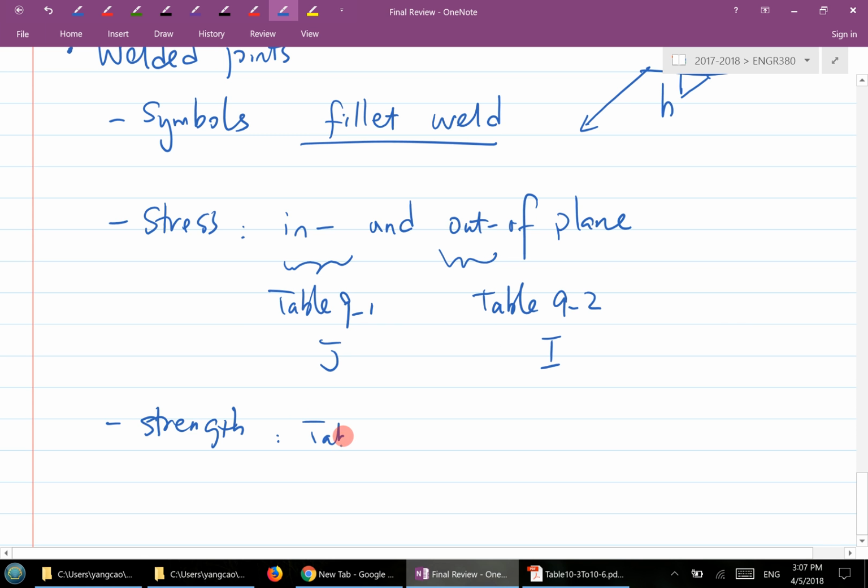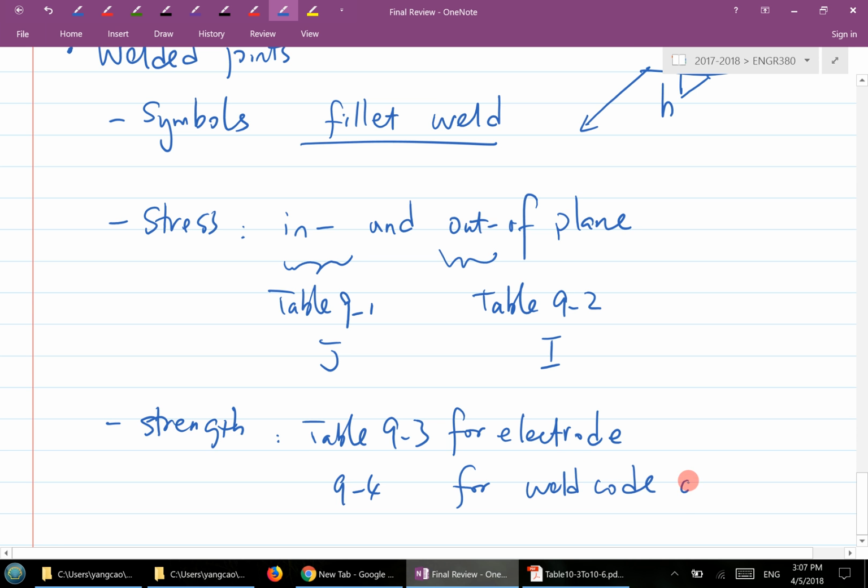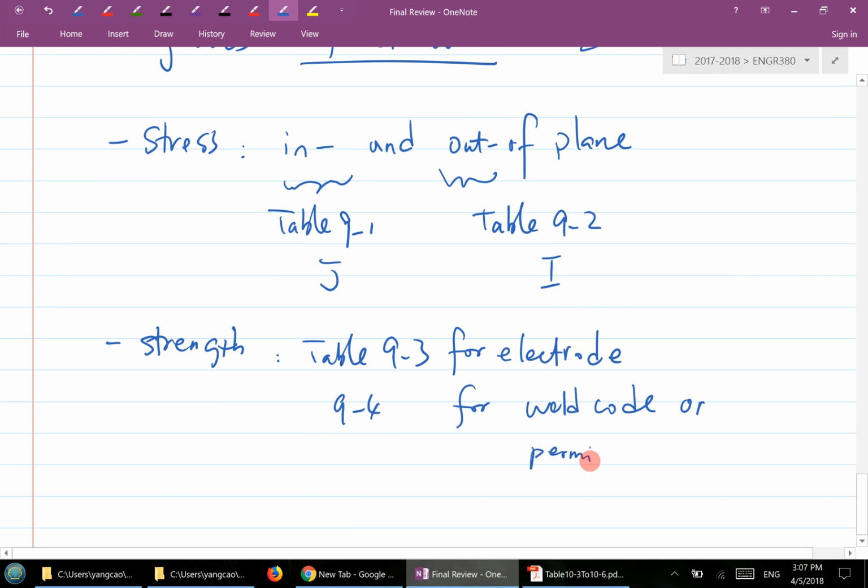For the strains, there are a couple of tables you need. Table 9-3 for the electrode, and 9-4 for the welding code, or permissible stress. These tables, don't bring them. It's all in the textbook. Should we bring them on our cheat sheet, or are you giving them? It's in the textbook. You bring your textbook. It's open book.